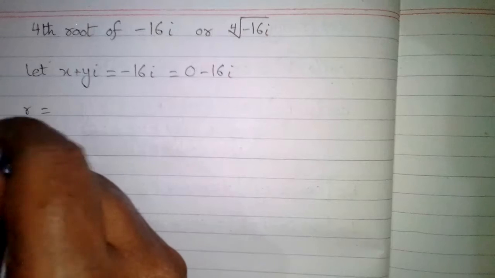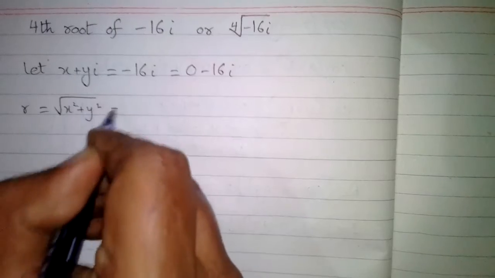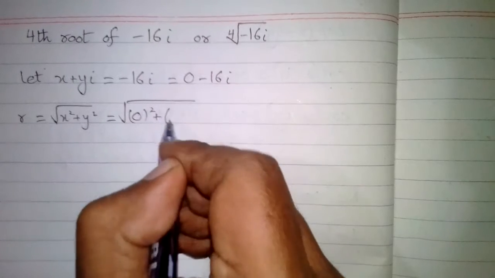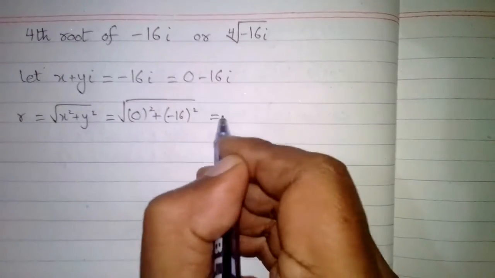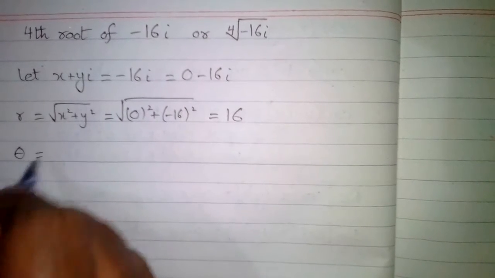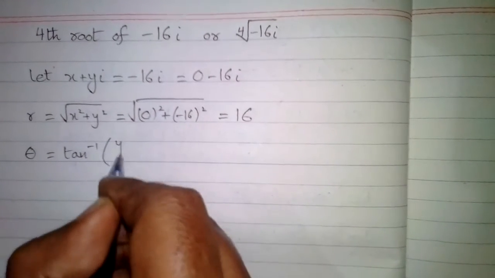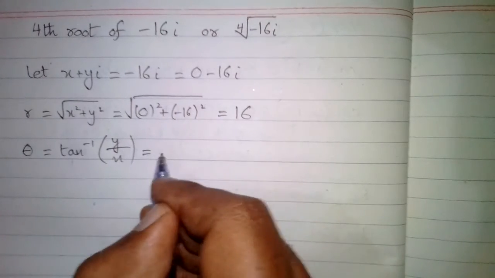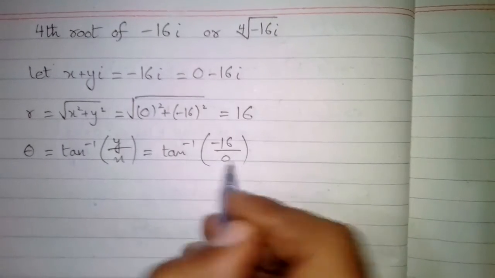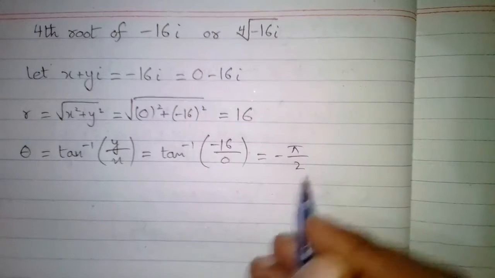First of all we will find the modulus and the argument of this complex number. The modulus r is equal to the square root of x square plus y square, which is the square root of 0 square plus minus 16 square. So the modulus of this complex number is 16, and then the argument theta is equal to tan inverse of y upon x, which is tan inverse of minus 16 upon 0. So the tan inverse of minus 16 upon 0 is minus pi by 2.